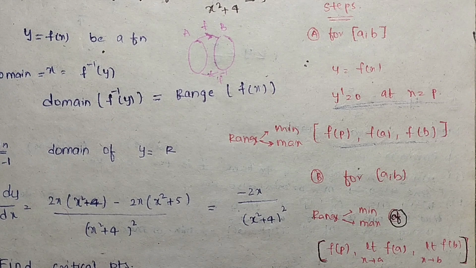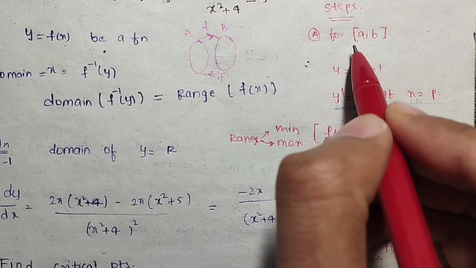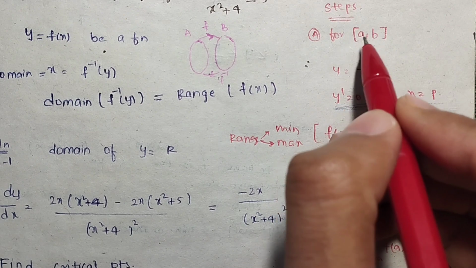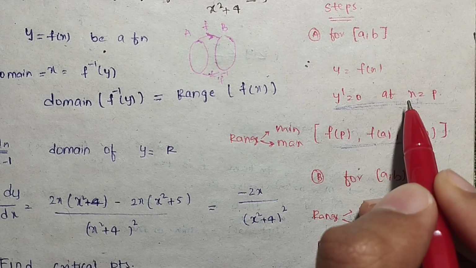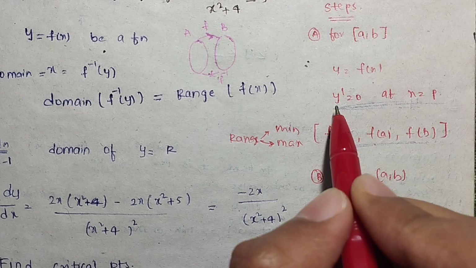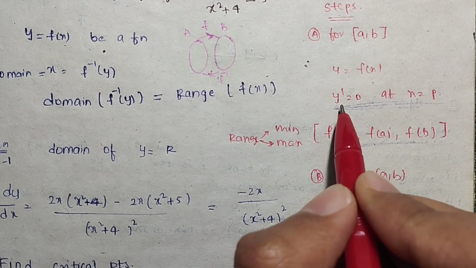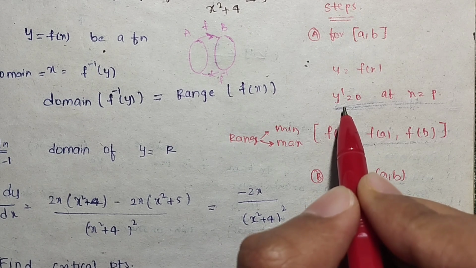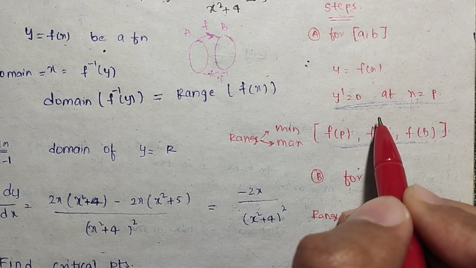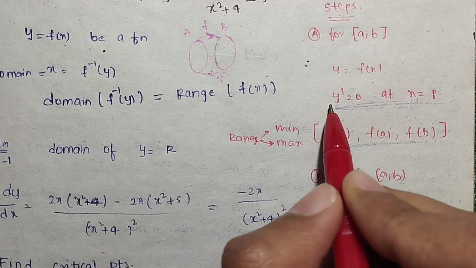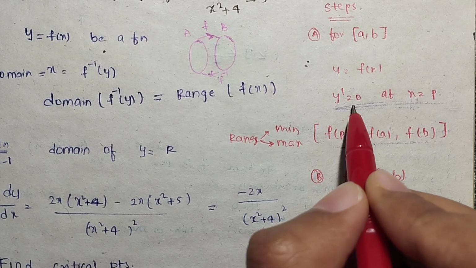In the first method, we first find the domain of the function. Let the domain be a closed interval a comma b. For the given function y equal to f of x, we find the values of x for which the derivative is 0. That is, we find the critical points. We find the derivative of the function, equate it to 0, and find those values of x. Critical points are also the points where the first derivative is not defined, so we find those points also.